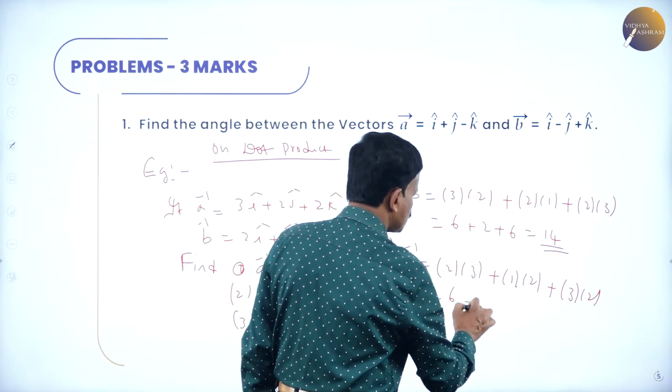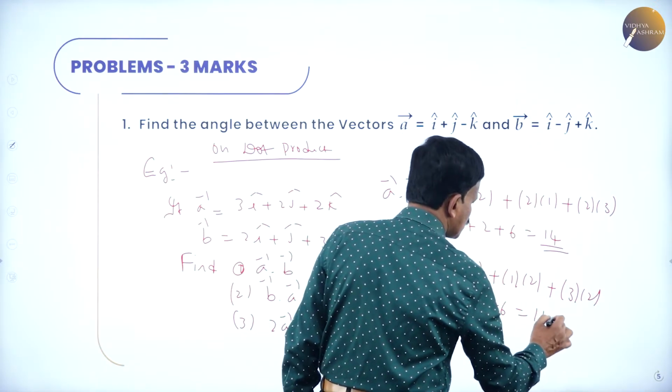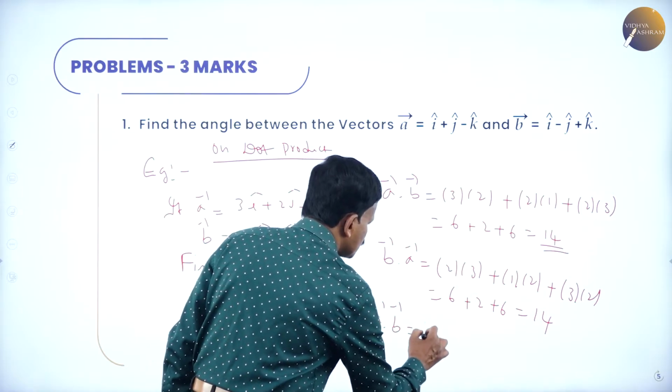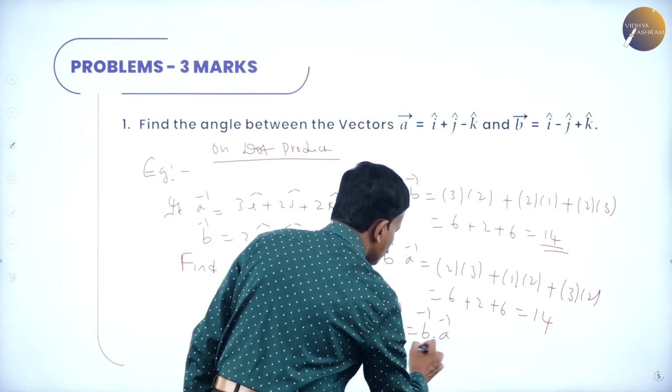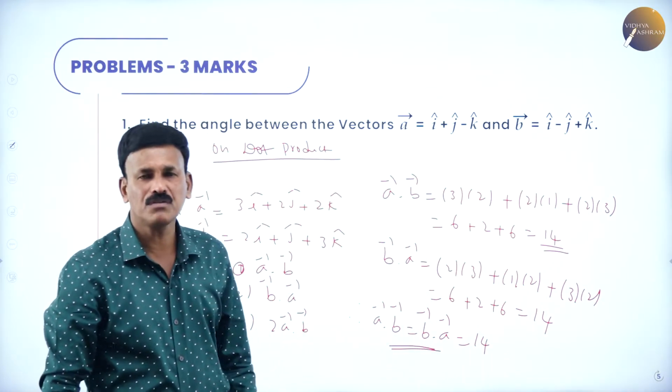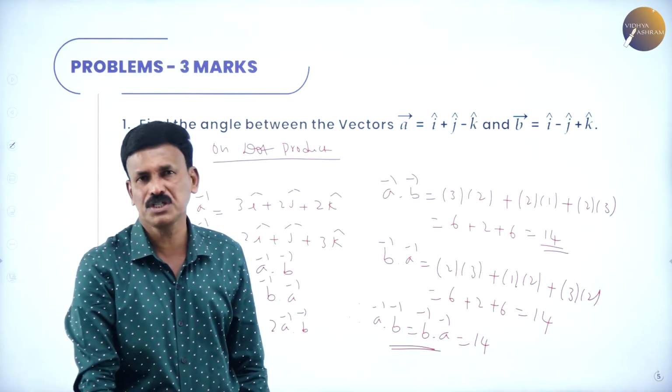This is 6 plus 2 plus 6. Again this is equal to 14. So therefore, what do you say? A dot b is also equal to b dot a. That means the dot product is commutative. The dot product of vectors is always a commutative product.